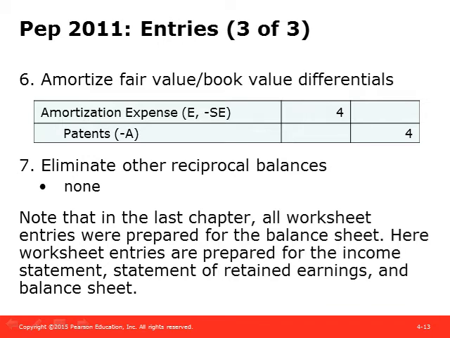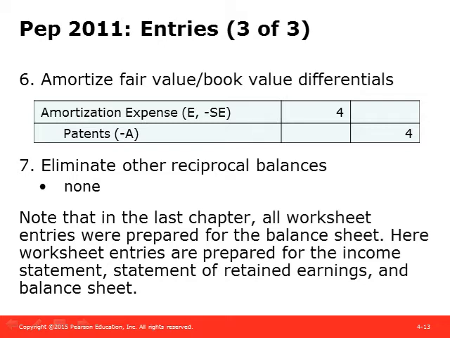And then finally, what we do is to amortize the fair value or book value of the differentials, and that's really the $4K that we booked each year as the amortization of the patents. And so that ends up being a debit to amortization expense, which increases expense and reduces shareholders' equity, and a credit to the patents account, which acts to decrease the value of patents, so that at the end of the amortization period, the net book value of the patents is 0. And then the last step is to eliminate other reciprocal balances, which we don't have any.